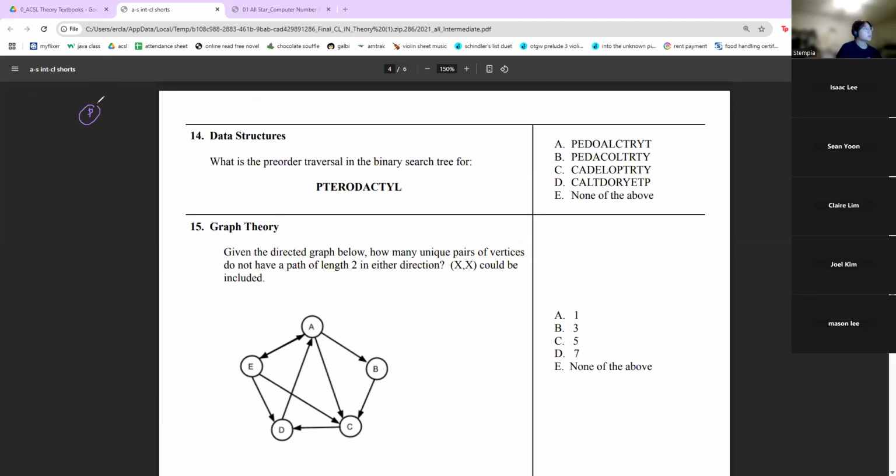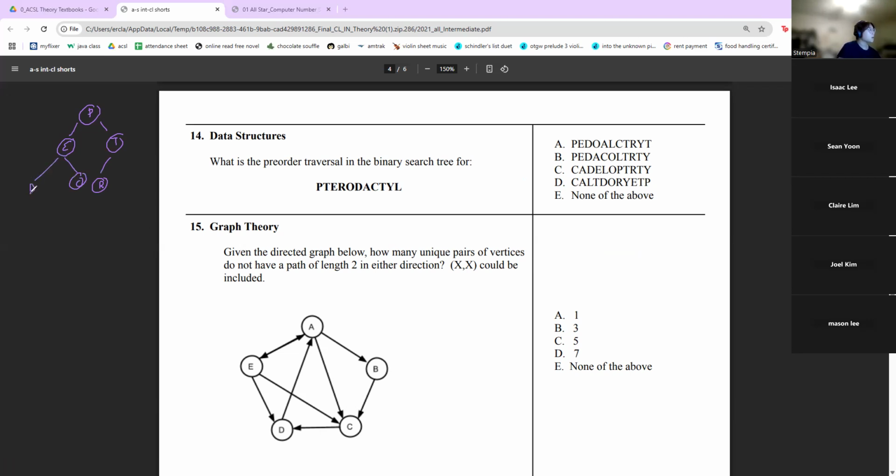We have P. T is going to come after P. E is going to come before. R is going to come after P, but before T. Another one, O. O is going to come before P, so it's going to come before P, but after E. So it's going to go down here to the right.